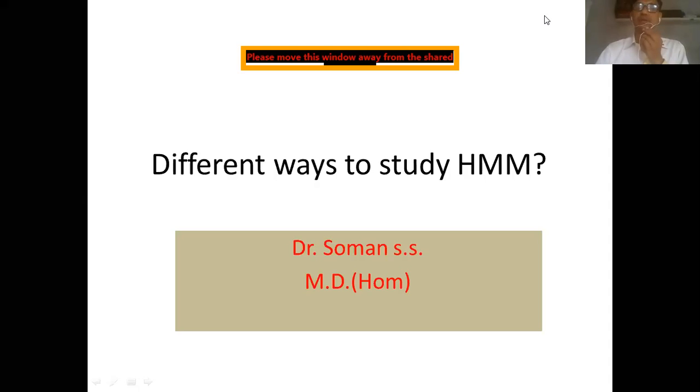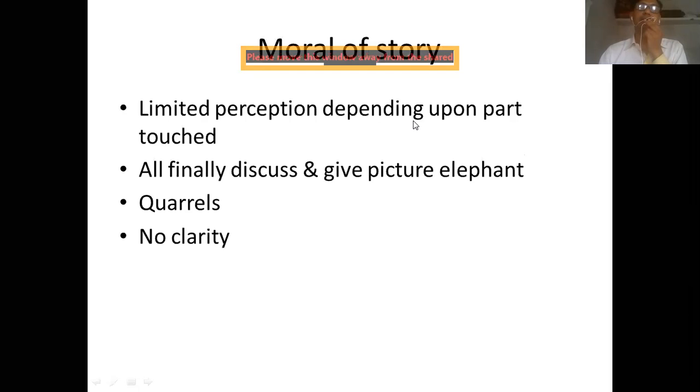For the past few weeks, we are trying to learn about the introductory part of homeopathic materia medica, and in the last week we have started with the different ways of study of homeopathic materia medica. With respect to this topic, we have shared a few important things. What is the objective of these different ways of study of materia medica?